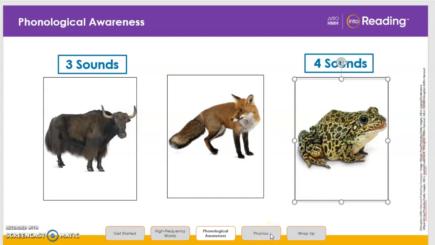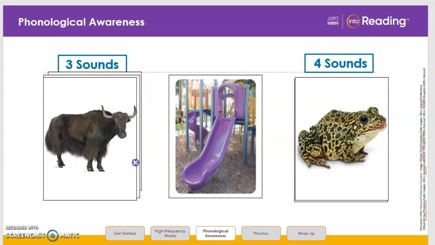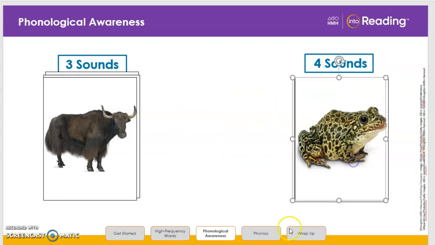What about fox? How many sounds do you hear in fox? Yes, you're right. We hear 3 sounds in fox. What about pot? Pot. That's also correct. We hear 3 sounds in pot. What about slide? Slide. How many sounds did we hear? We heard 4 sounds in slide.